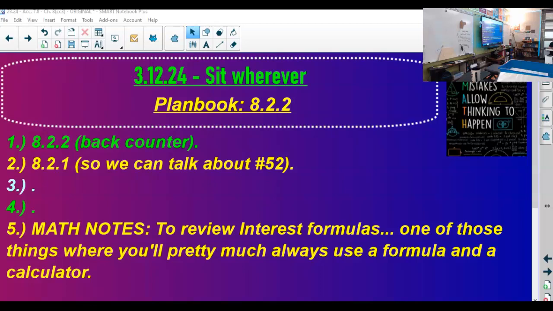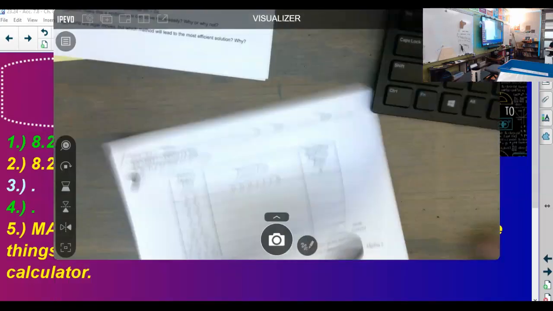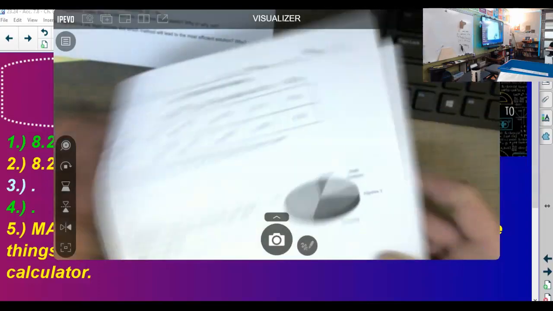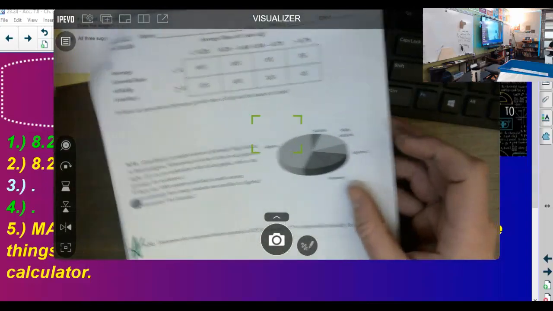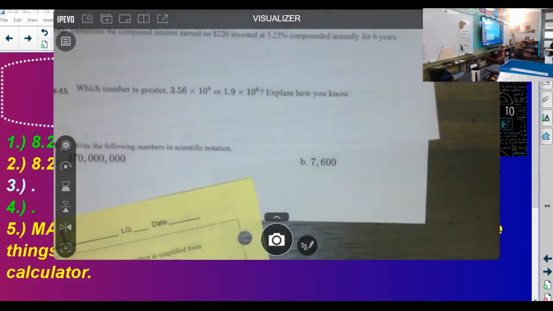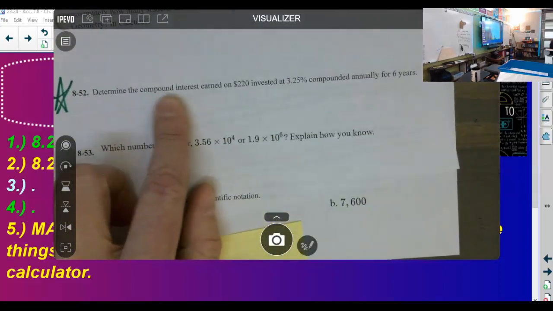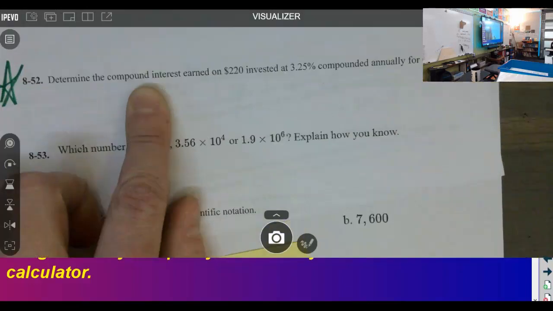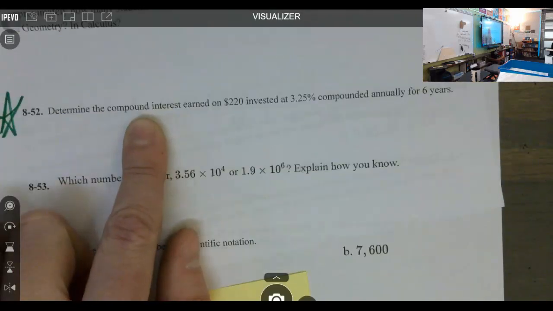What does 52 ask us to do? Determine the compound interest earned on $220 invested at... So if we encounter a problem that we don't know how to do, because compound interest, sorry, I should have paused you after that instead of interrupting. What the heck is compound interest?